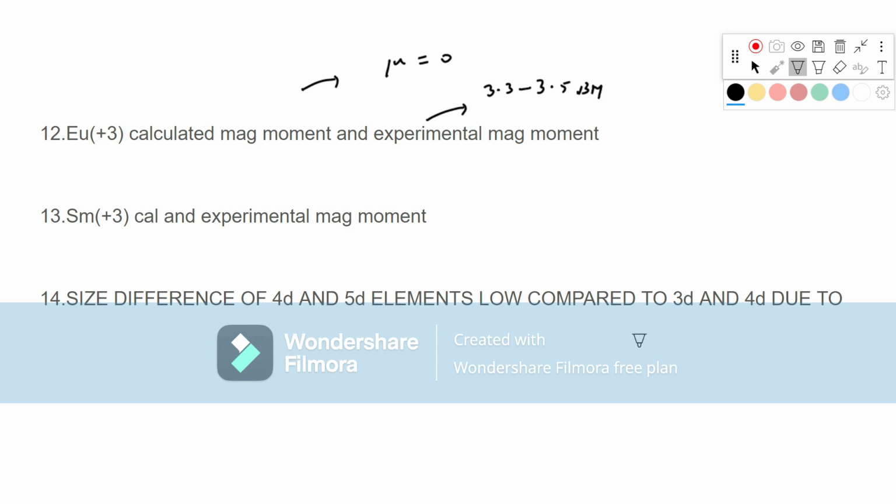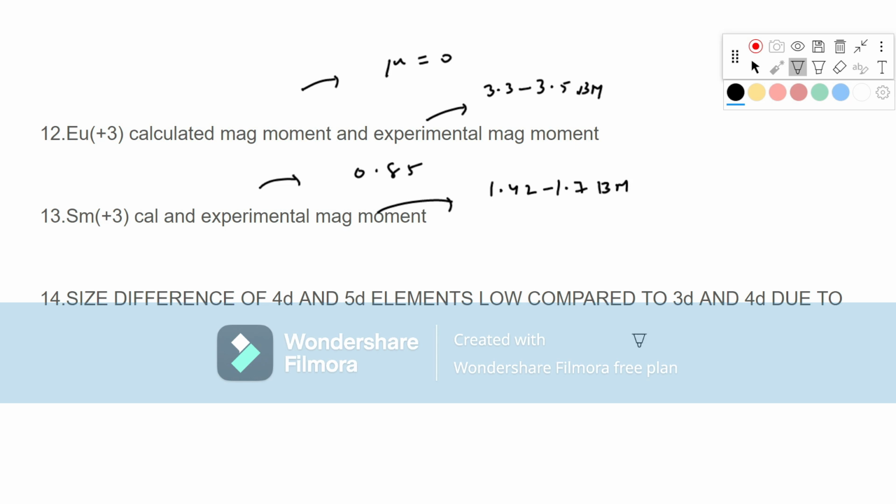Next, for samarium plus 3, the calculated magnetic moment is 0.85 and the experimental magnetic moment is 1.42 to 1.7 BM, Bohr magneton.